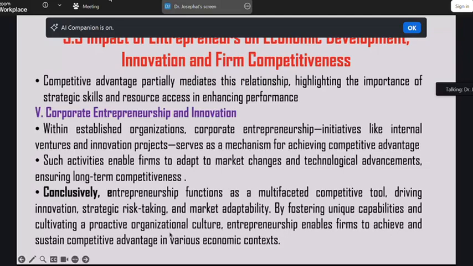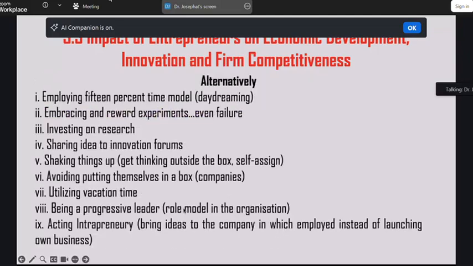Well, we have some alternatively. Doctor. So, yes. Sorry.